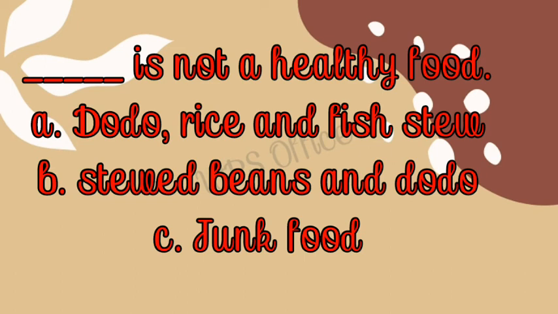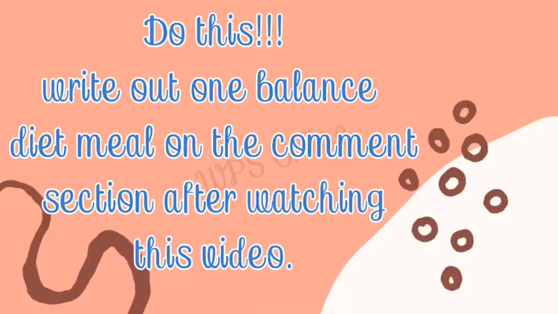The next is: dash is not a healthy food. A. Dodo, rice and fish stew. B. Stewed beans and dodo. C. Junk food. So which of these is not a healthy food? All right, that is interesting. This shows you followed up the lesson. The right answer is C. Junk food is not a healthy food.